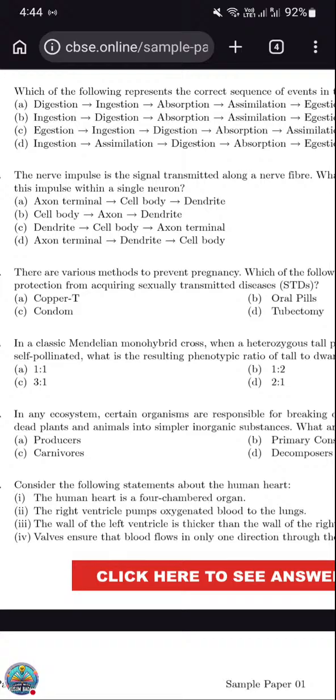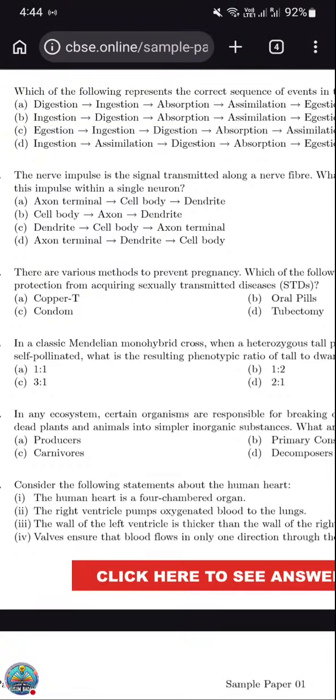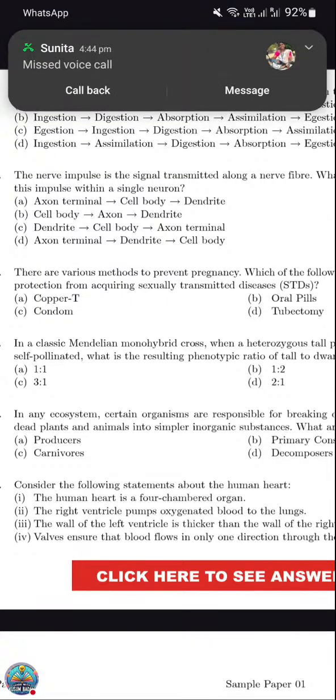Say the answer quickly. Waiting for your reply. Say the answer quickly.